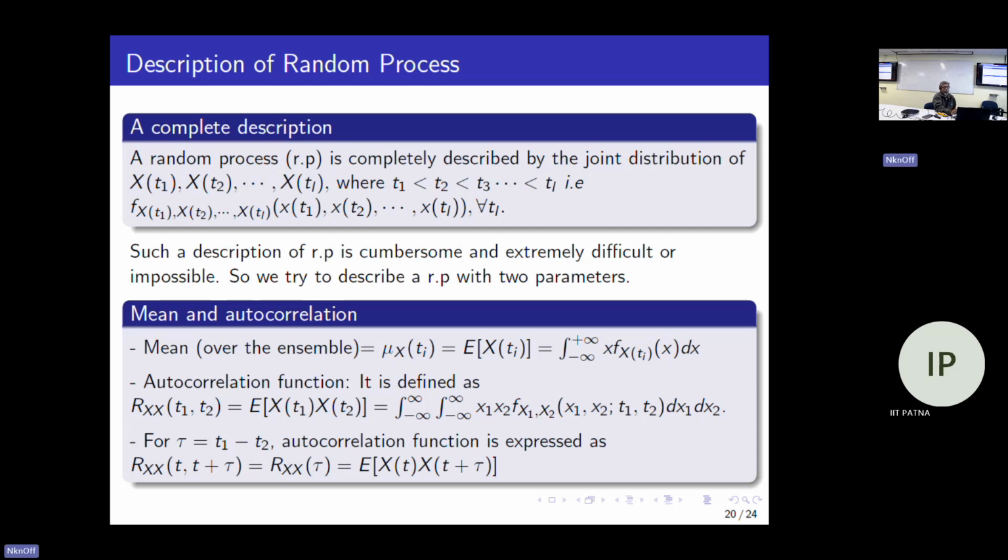Okay, so it is scalar. So E of x1 x2 is the double integral of x1 x2 f(x1, x2) dx1 dx2, which is Rxx(t1, t2). It is scalar. Okay.